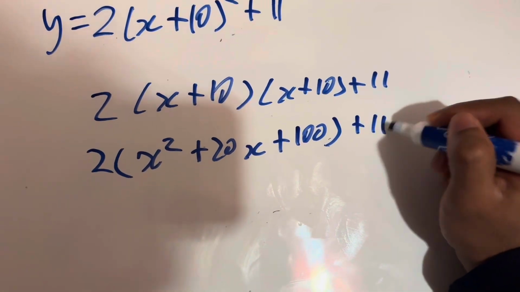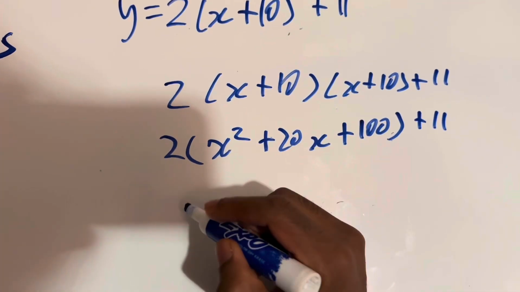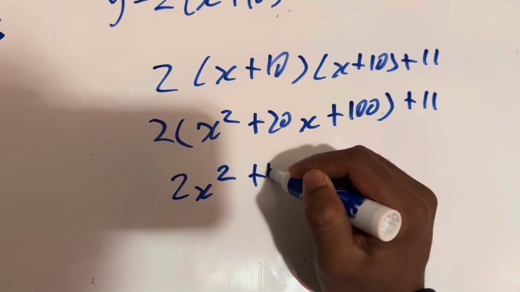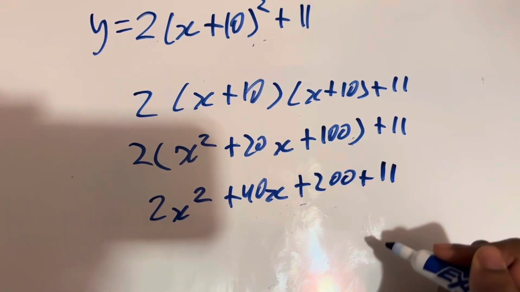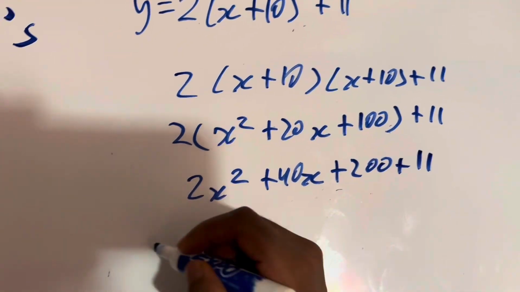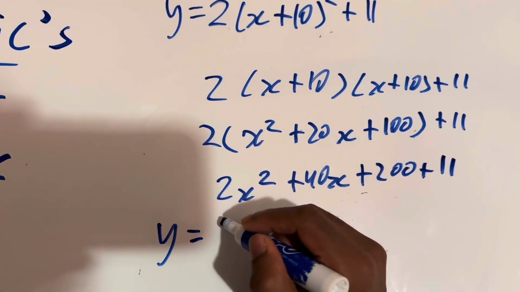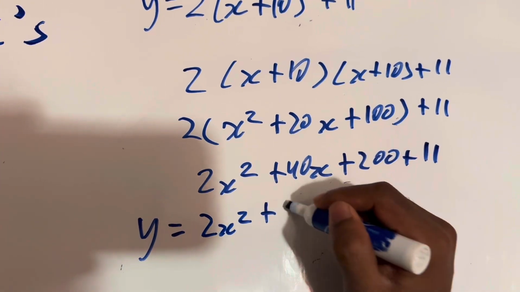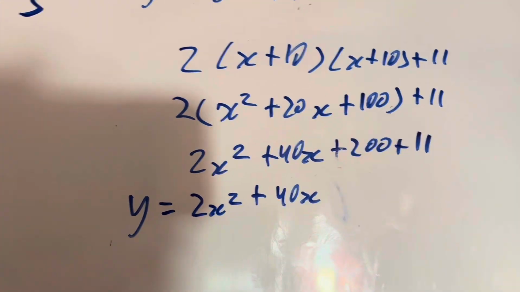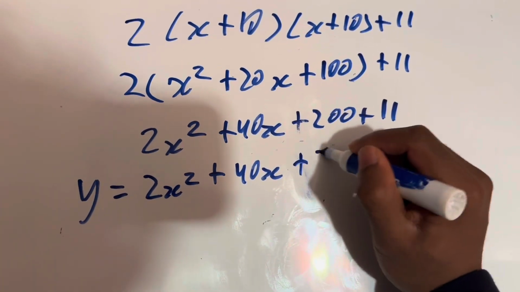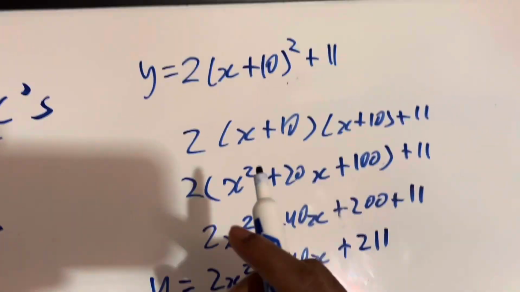And then plus 11, then multiply everything by the a value, which is going to be 2x squared plus 40x plus 200 plus 11. And then just to finish it off, bring the y down, don't forget about that. y is equal to 2x squared plus 40x plus 211. Now that's vertex form to general form.